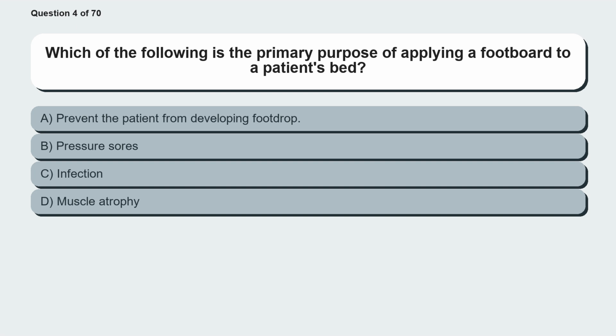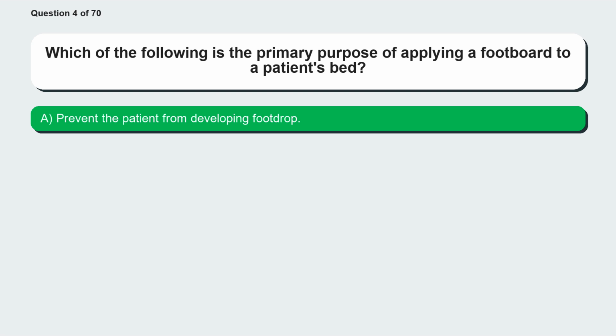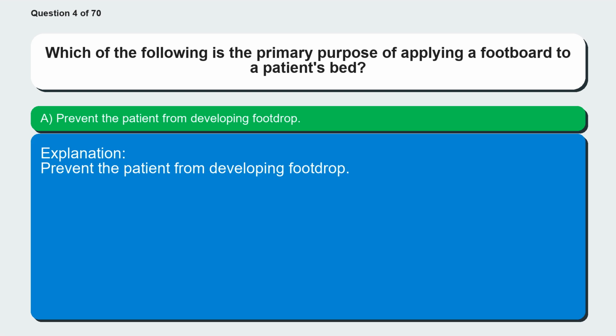Question 4. Which of the following is the primary purpose of applying a footboard to a patient's bed? Option A. Prevent the patient from developing foot drop. Option B. Pressure sores. Option C. Infection. Option D. Muscle atrophy. The correct answer is option A. Prevent the patient from developing foot drop.